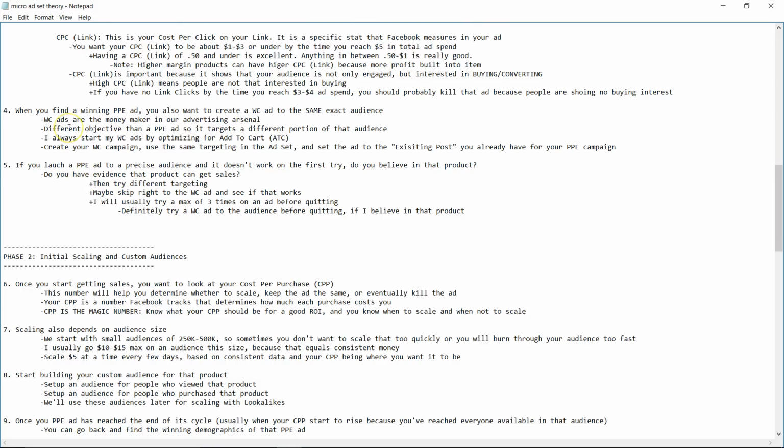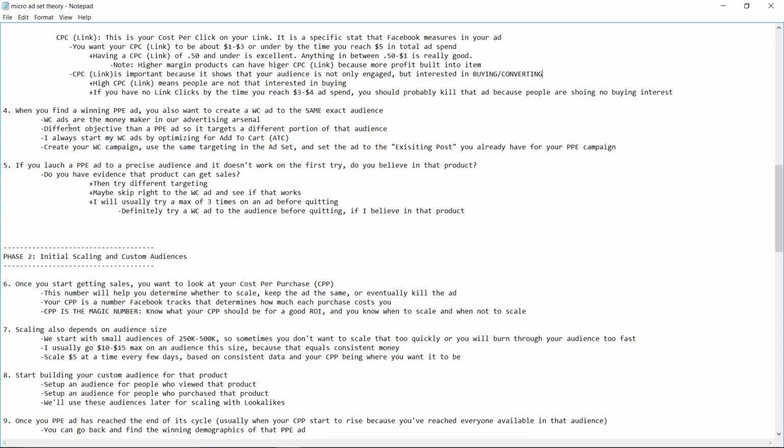Into the last steps of phase one, when you find a winning engagement ad, you also want to create a conversion ad for the same exact audience, because remember, the conversion ad is the money maker, all right? The conversion ad is the one that is optimized for actual conversions. The engagement ad is optimized for engagement. So if an engagement ad is doing well, then it stands to reason you want to get a conversion ad up and running as soon as possible, because that is going to only enhance your objective of trying to get people to whatever that conversion is, whether it's leads or sales.